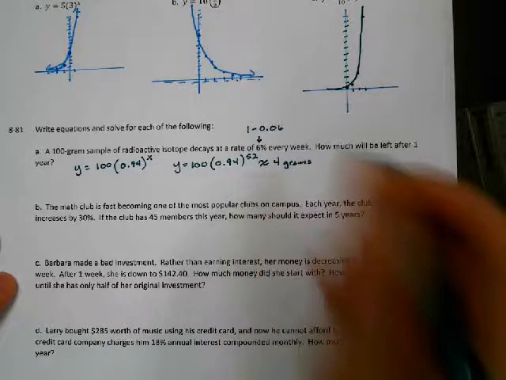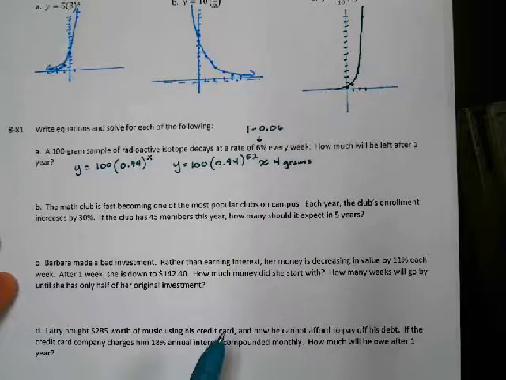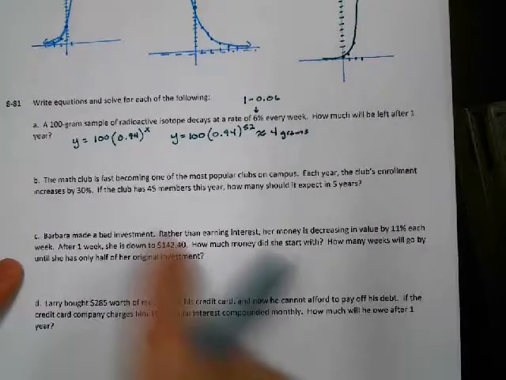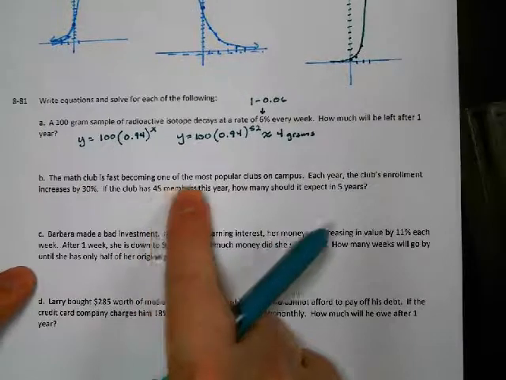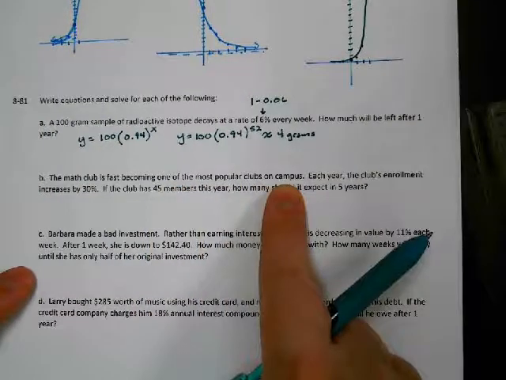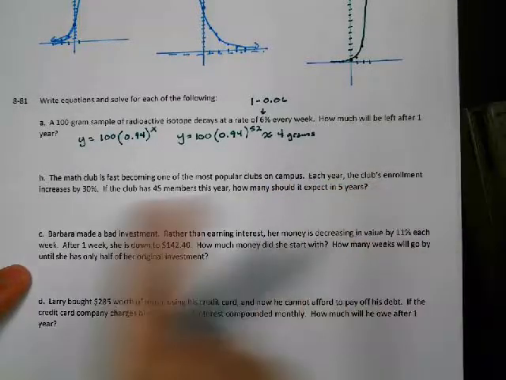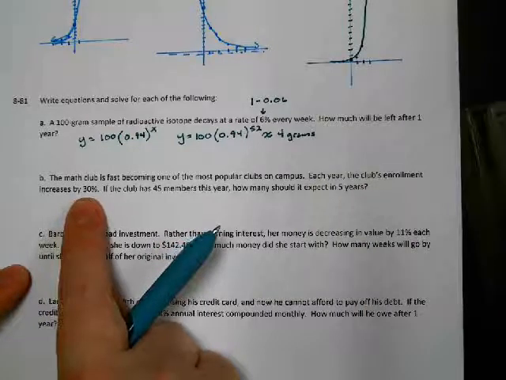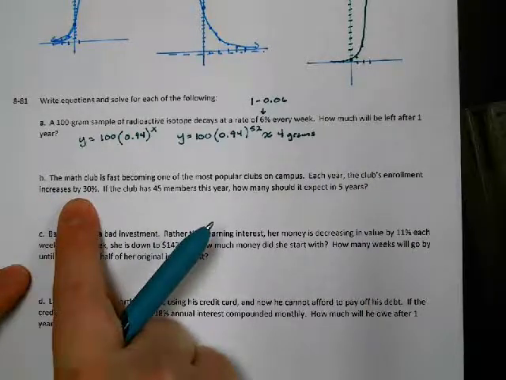Next one. The math club is fast becoming one of the most popular clubs on campus, of course. That happens all the time. Each year, the club's enrollment increases by 30%. So this is a growth situation. If the club has 45 members this year, how many should it expect in 5 years?